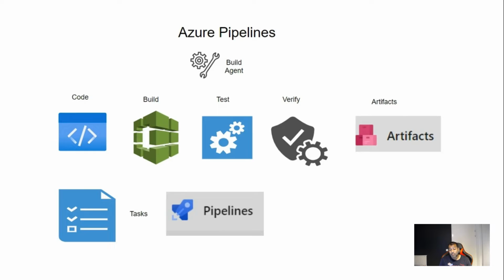And the final product that we are going to see is the artifact. That is going to be the final product of your pipeline. So this is the series of tasks. From the left, if you have a look at the pipeline, the first one is the code, then the build, the test, and verification, and the artifact is the product of your pipeline.